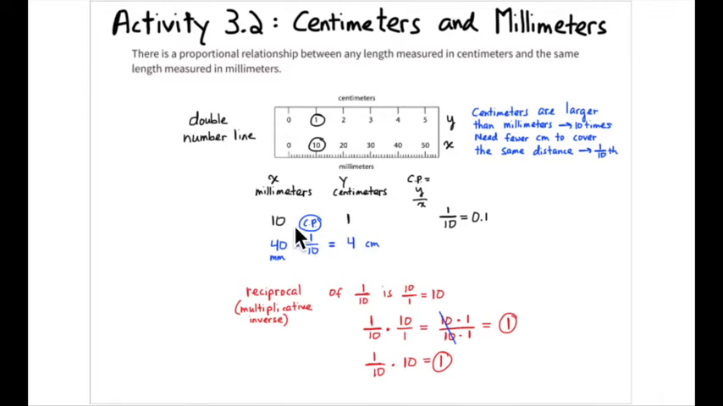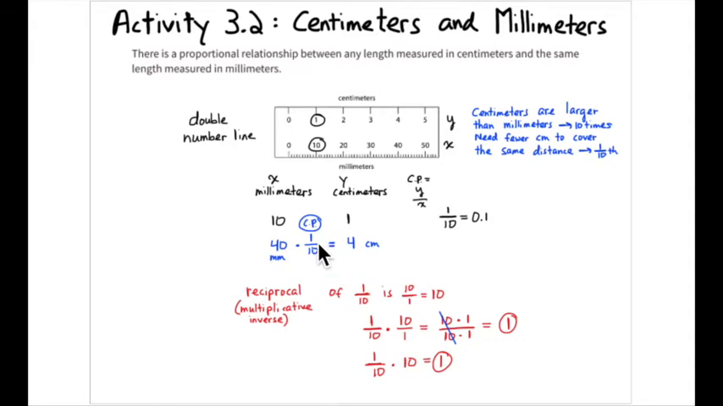So in other words, if you have 10 millimeters, how many centimeters do you have? Well, you have 1/10 as many. So 1/10 of 10 is 1. Let's just use this one. So 40 millimeters, to change that to the number of centimeters, it's 1/10 as many. So 1/10 of 40 is 4 centimeters. So 4 centimeters divided by 40 millimeters is 1/10.